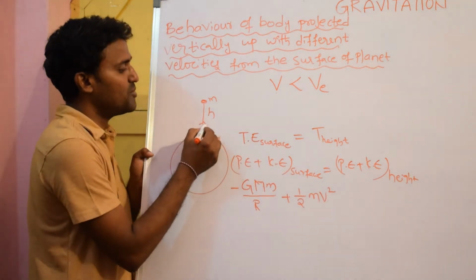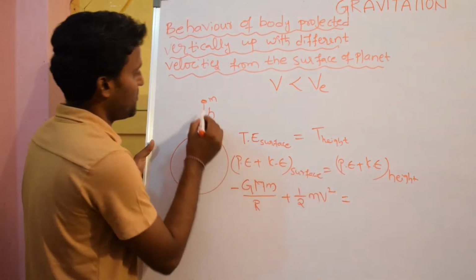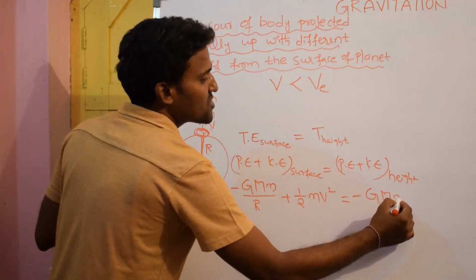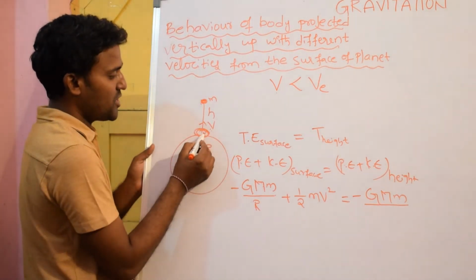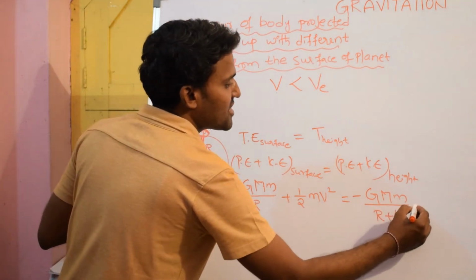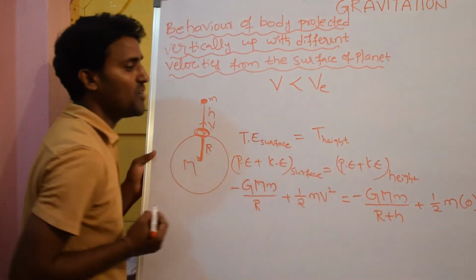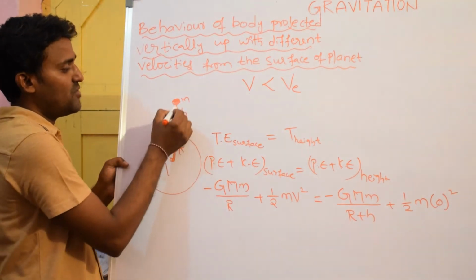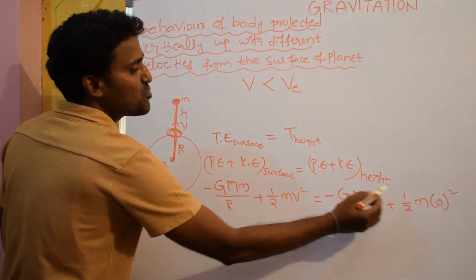With what velocity is the object projected? With a velocity v. That is equal to the potential energy when the object is here, minus G mass of the earth, mass of the object, divided by the distance, from here to here r, from here to here h, so the total distance is r plus h, plus kinetic energy half m 0 square. Why am I writing 0 velocity? When the object reaches maximum height, the velocity will become 0. So the velocity at the highest position is 0.